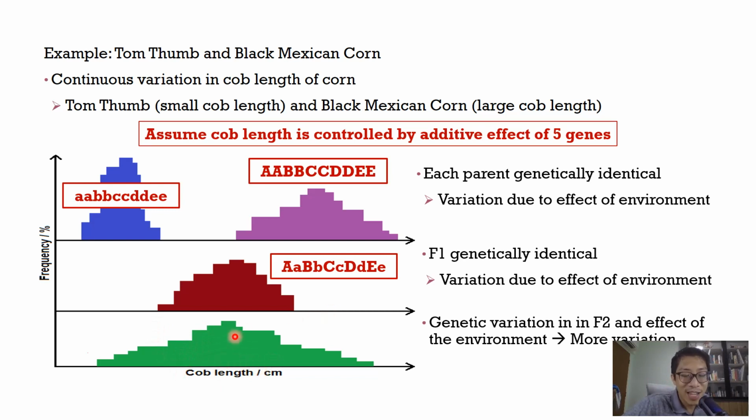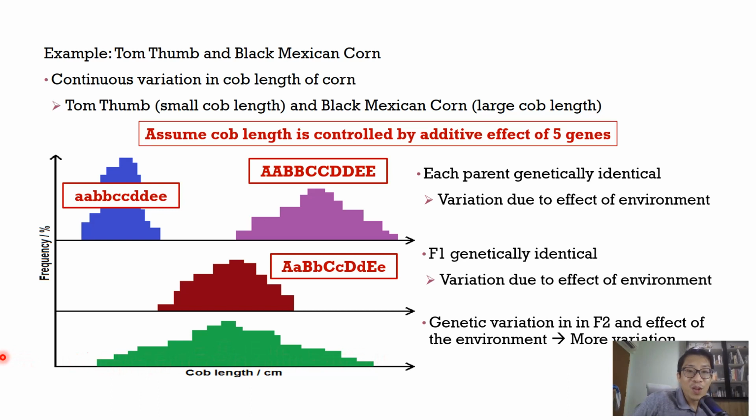But because the F2 is a result of selfing of F1, which are heterozygotes for all 5 genes, the F2 would have genetic variation. So genetic variation on top of the environment gives rise to much more variation, and therefore the much wider extremes that we can see in the graph.